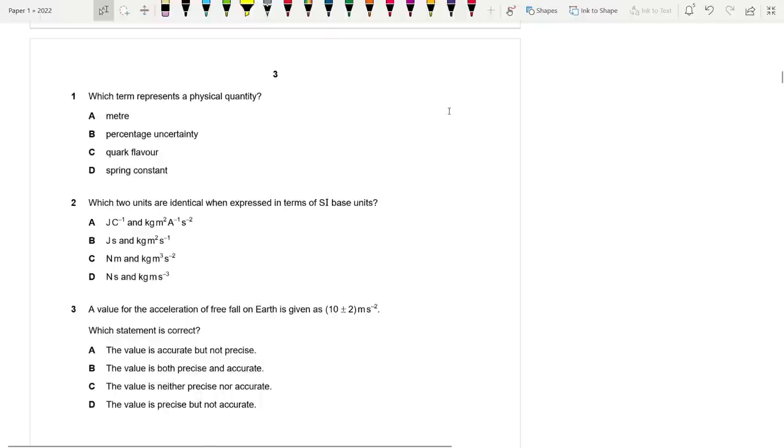Let's begin, starting with question number 1. Which term represents a physical quantity? A quantity is something with a value as well as a unit. So meter is not a physical quantity because it is merely a unit. Percentage uncertainty is neither a unit nor a quantity. Quark flavor, strange, bottom, top: this is neither a unit nor a quantity.